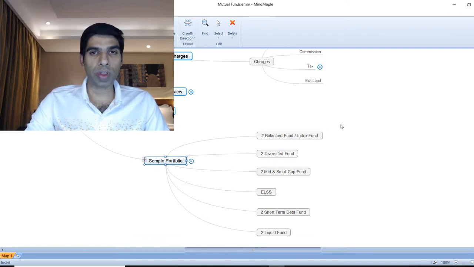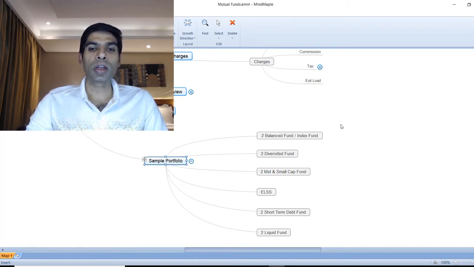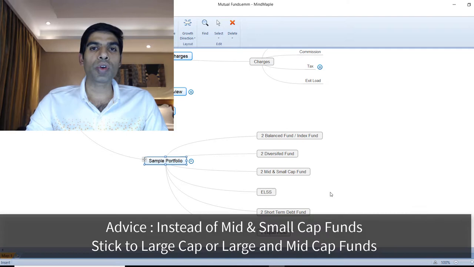Once you are comfortable with it, then you can move to a diversified fund, right? At the max, you can have two diversified funds. And if you want to venture into small and mid cap funds, you can also do that. I would recommend choosing two mid and small cap funds, right? So two diversified funds, two small and mid cap funds. If you're looking to save tax using mutual funds, you can also invest into ELSSs. One fund is more than enough. So this is for your equity need, right? Not more than 4 to 5 funds for equity.